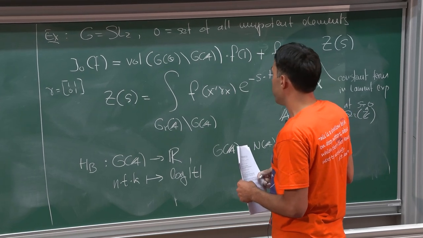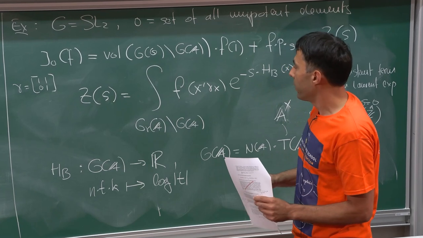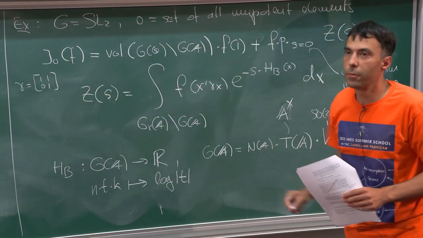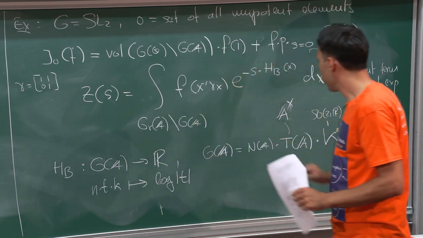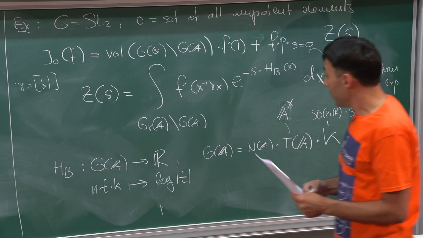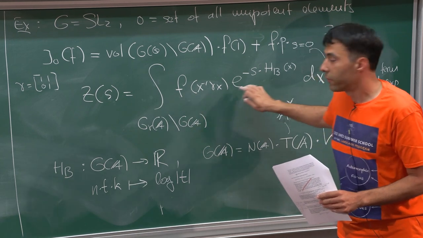Integration. Oh, yes, sorry. Otherwise I have to make sure that I hit all the regular unipotent elements by this integral. So I have to integrate over GL2 for this. Yes. Thank you. Okay, so this is in some sense a regularization of this orbital integral.